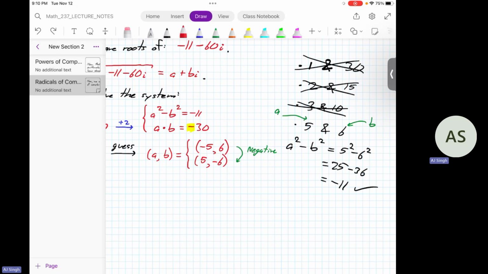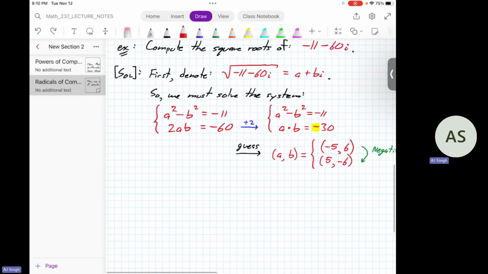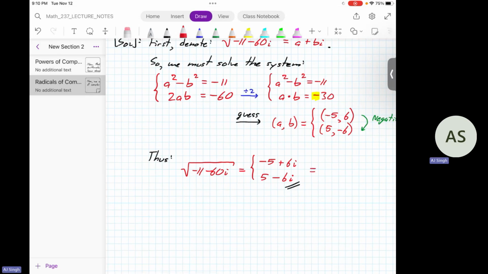And now we have to write down the answers. So I'll just say thus. Maybe I'll just say square root of negative 11 minus 60i equals negative 5 plus 6i, and 5 minus 6i. And you can leave your answer like this, or you can do the simplification. In this case, from the first one, I'm going to take a negative out, and the second one I'm going to leave as the same. 5 minus 6i.